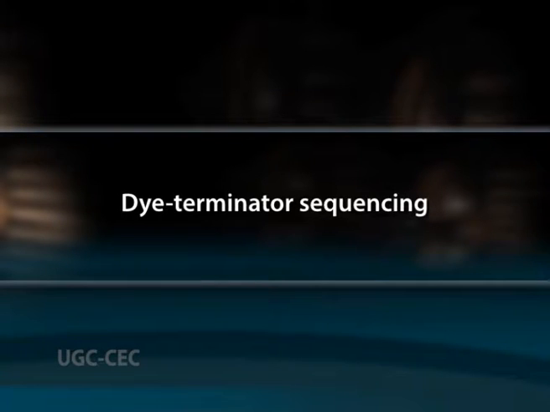In addition to several improvements in the procedures and in the reagents used in the sequencing reaction, further development in DNA separation technology was of paramount importance for the completion of the human genome project. The next method is dye-terminator sequencing.